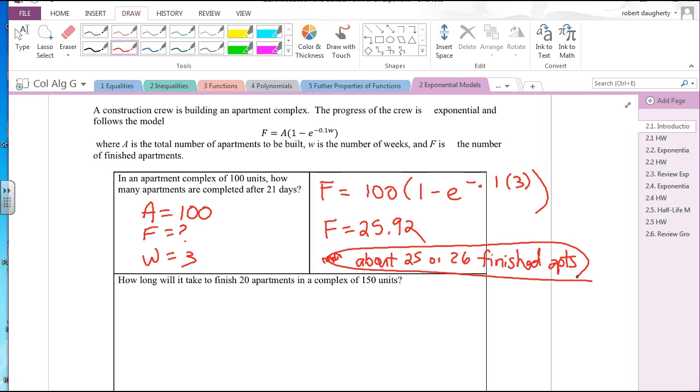Now the next one, when I look at this, I'm going to look at the first two words. How long? What do you think they're asking me to solve for? What variable? Time. Okay, time is my what? It's my exponent. I will need to solve this with what? Logarithms. I know all of that just by reading these first two words. How long will it take? That tells me they're solving for time. How long will it take to finish 20 apartments in a complex of 150?